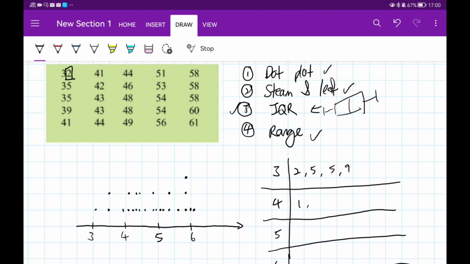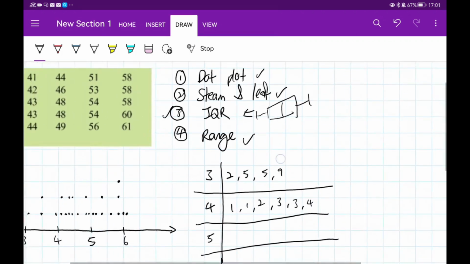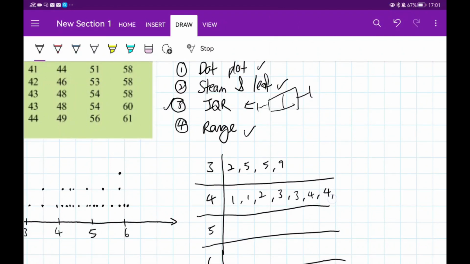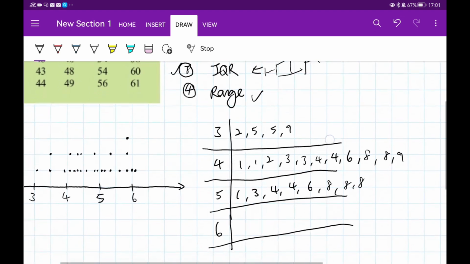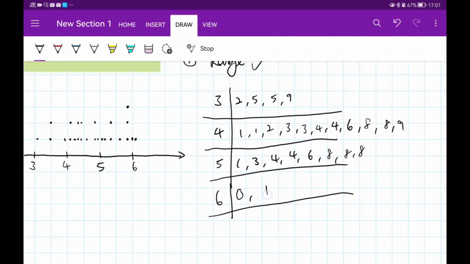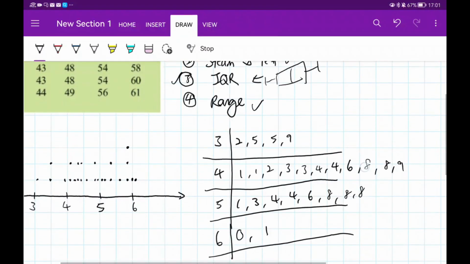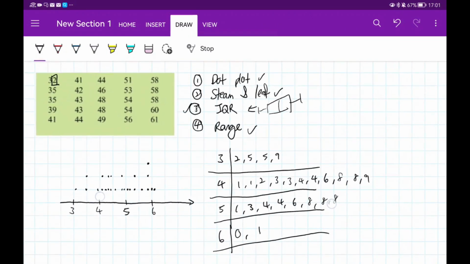41, 41, 42, 43, 43, 44, 44, 46, 48, 48, 49, 51, 53, 54, 54, 56, then 58, 58, 58, and then it goes to 60 and 61. So this is what we call stem and leaf. It's just as simple as that.